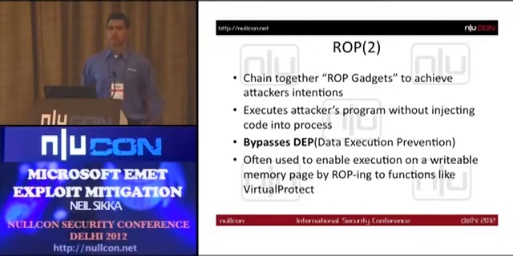These places are called ROP gadgets. For example, a gadget is a few assembly instructions followed by a ret instruction. ROP gadgets can be chained together to achieve the attacker's intention without the attacker actually inserting code into the process. ROP is a very commonly used technique because it bypasses DEP, data execution prevention, which is one of the mitigations that we introduced, because it technically does not execute read-only pages, but it's able to put the control data there. Also, oftentimes ROP is used to ROP to functions like VirtualProtect, which basically sets page permissions.